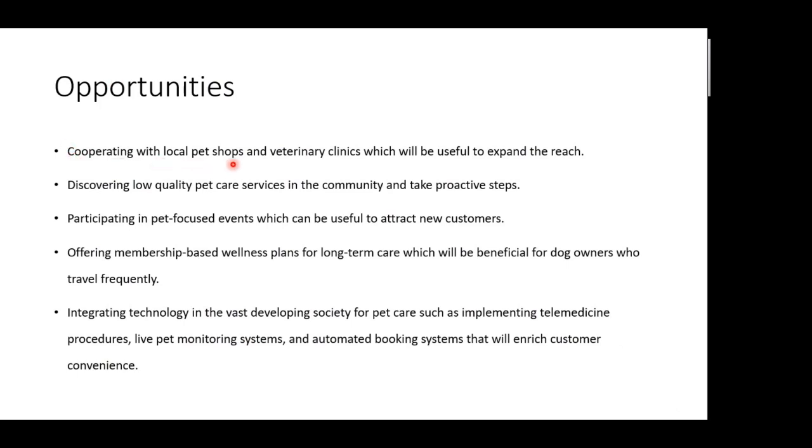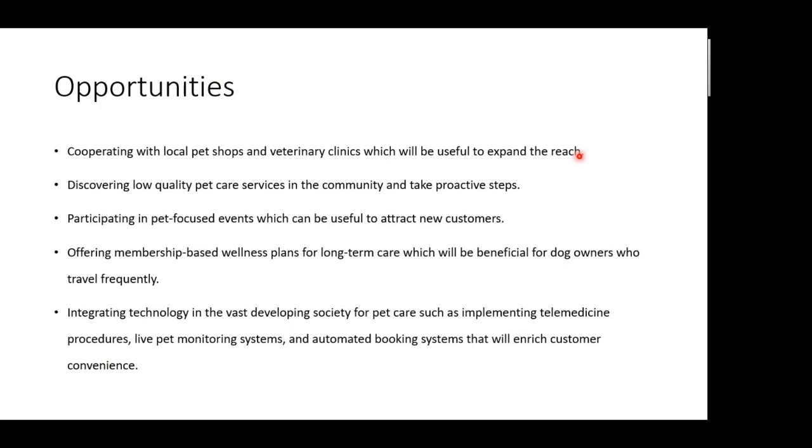Cooperating with local pet shops and veterinary clinics will be useful to expand the reach. While we are running our business, we are trying to cooperate with other veterinary clinics, so we can come into agreements. For example, there's a veterinary clinic 2 kilometers ahead, but they don't have a staying place. They have no place to keep and maintain the pets.